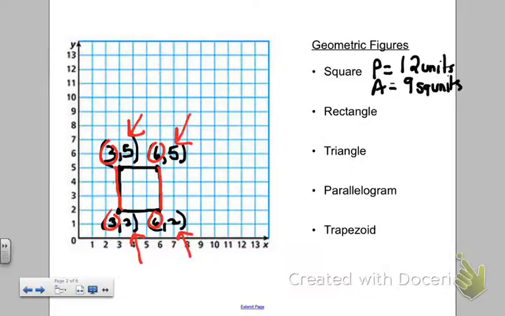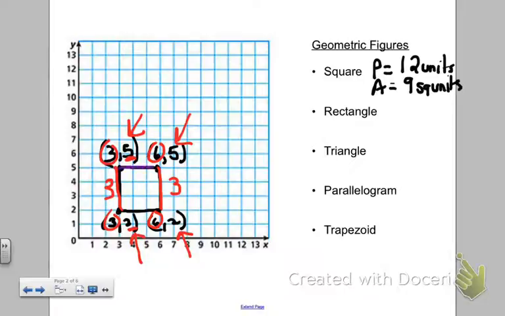Take notice, if you were to do 5 minus 2, you would get that length of 3. And same thing over here, 5 minus 2, you'd get that length of 3. So on the vertical lengths, if you subtract the y coordinates, you will have the measurements of those two vertical sides. I could do the same thing for the horizontal sides as well.